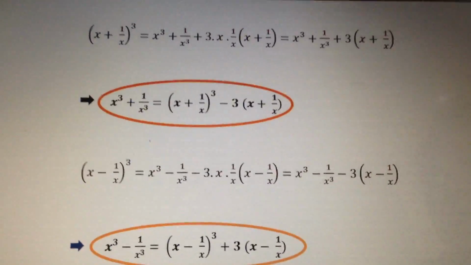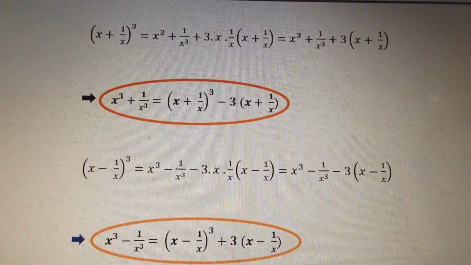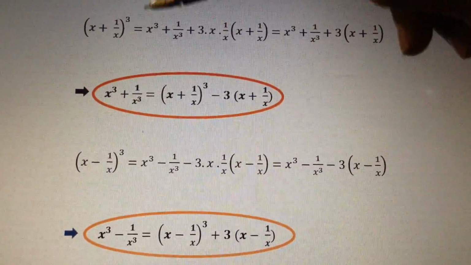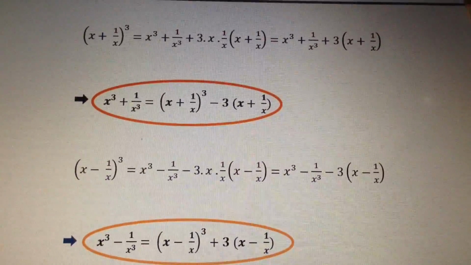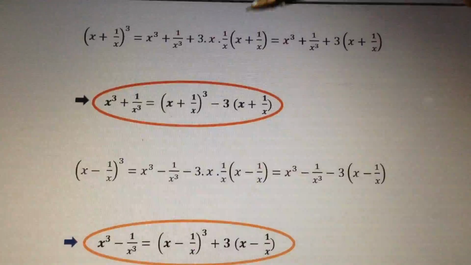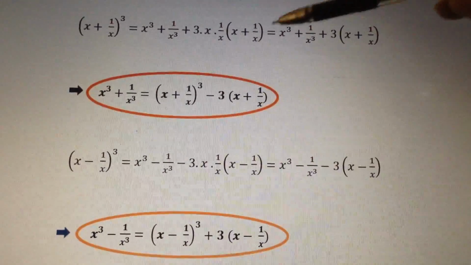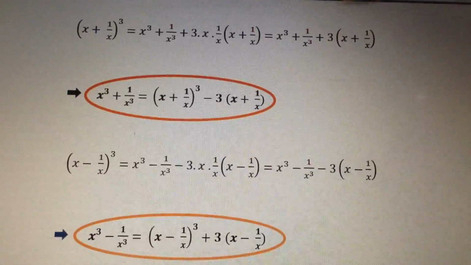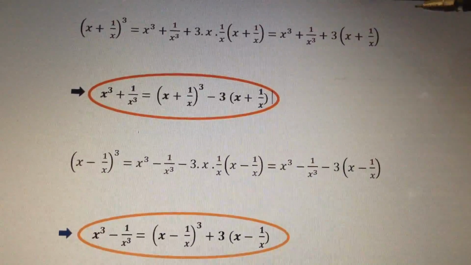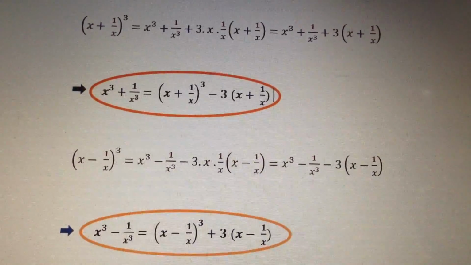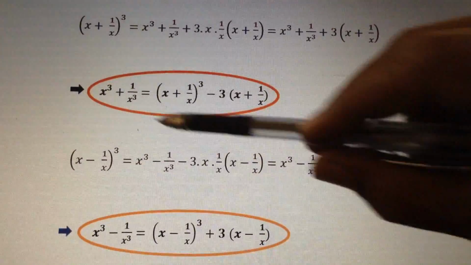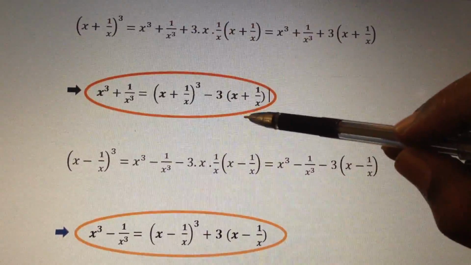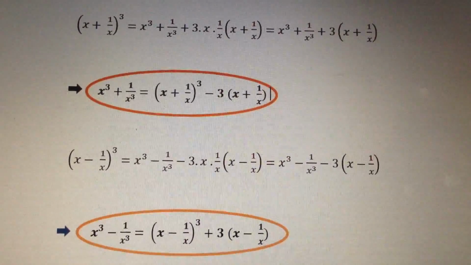Next one is, we know a plus b whole cube is equal to a cube plus b cube plus 3ab into a plus b. Therefore, x plus 1 by x whole cube is equal to x cube plus 1 by x cube plus 3 into x into 1 by x into x plus 1 by x, which is equal to x cube plus 1 by x cube plus 3 into x plus 1 by x. This can be written as x cube plus 1 by x cube is equal to x plus 1 by x whole cube minus 3 into x plus 1 by x.